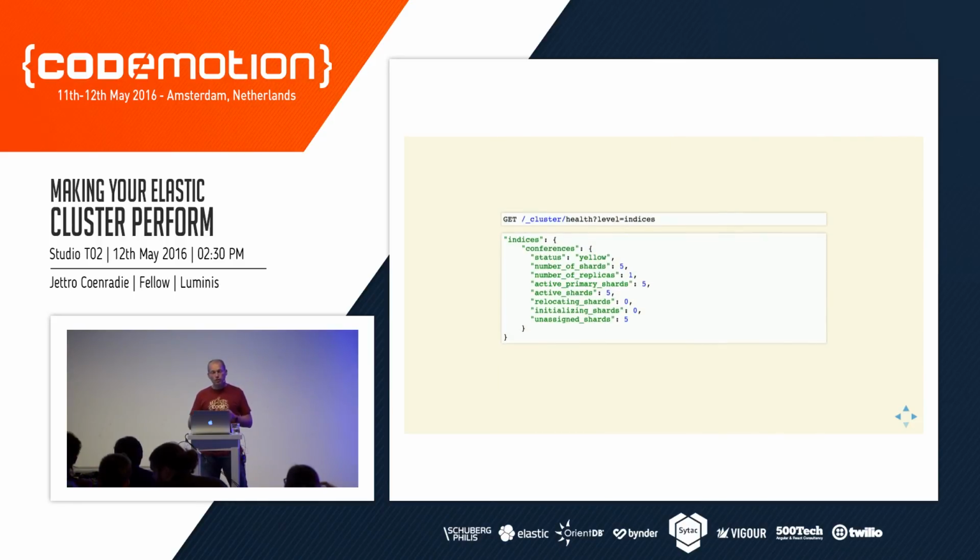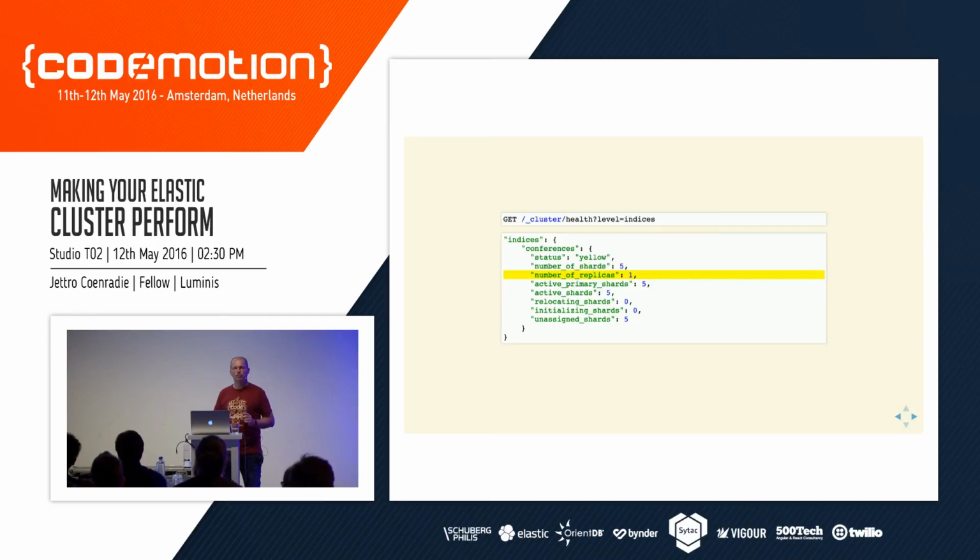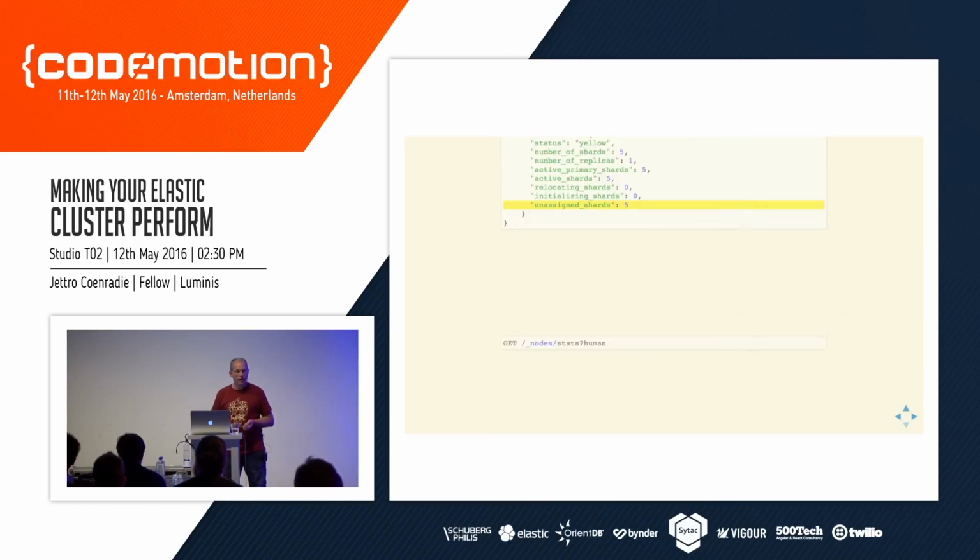There is another way of going a little bit deeper, where you would put the level on top. So in this case, I would say indices. And now I see that this specific index is also yellow. I see that the number of replicas is 1, but I have a 1-node cluster, which is my laptop. So it will not assign the 5 replica shards that it would like to assign.